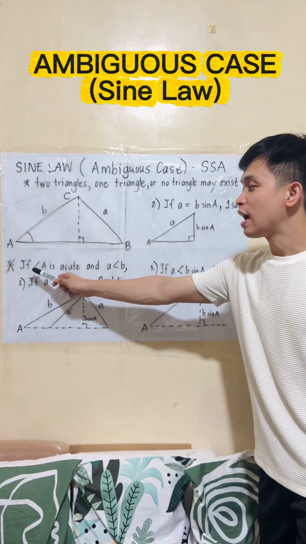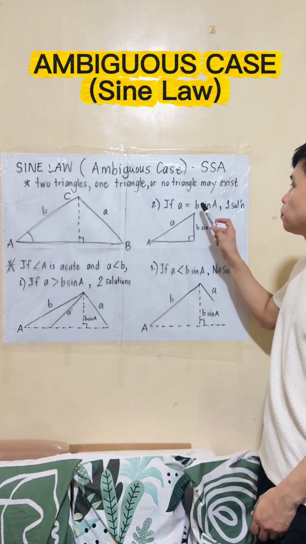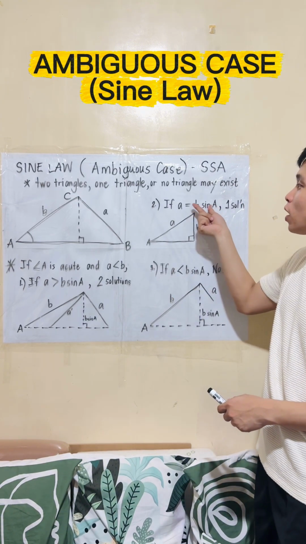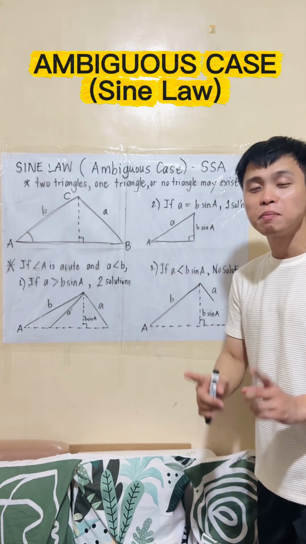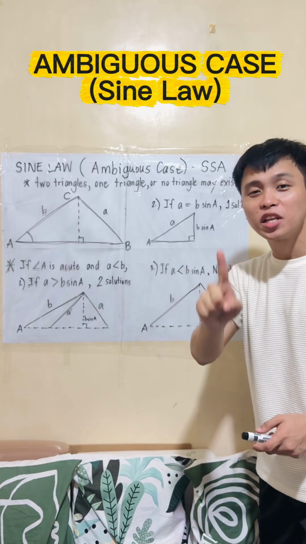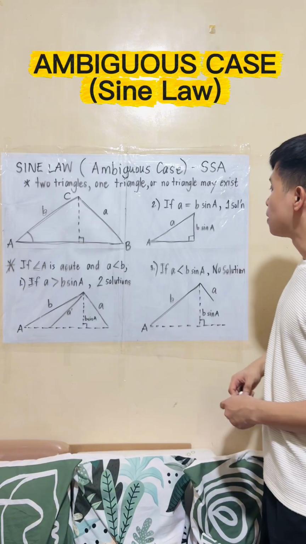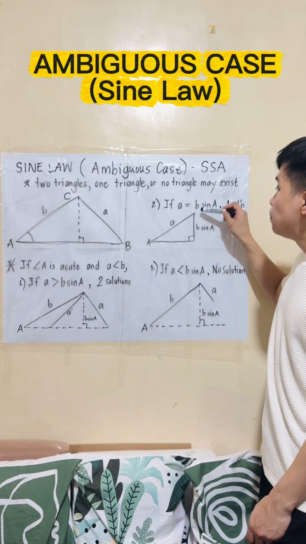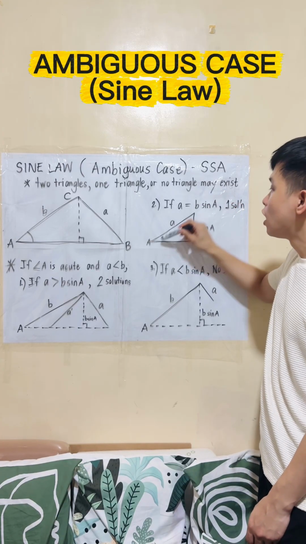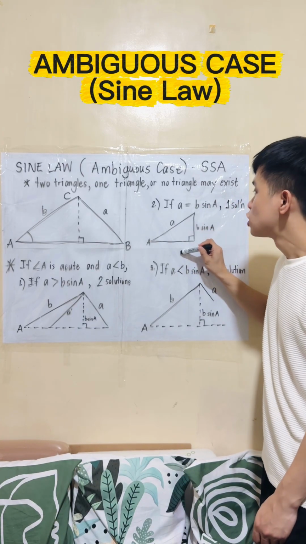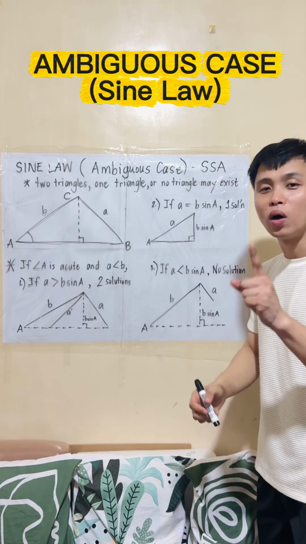Next, if angle A is acute and A is less than B, and as we solve for B sine A, if it is equal to the measure of side A, then there's only one solution. That means there is only one triangle which can be formed, and that triangle is a right triangle. Remember, B sine A is the perpendicular height from vertex C going to side C. So if it is equal to side A, then there's only one solution or one triangle.